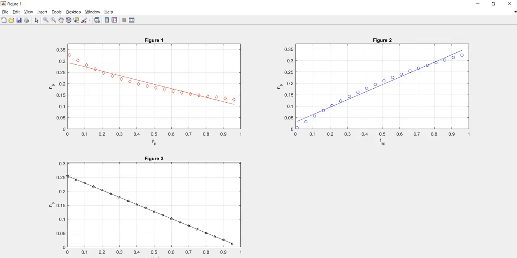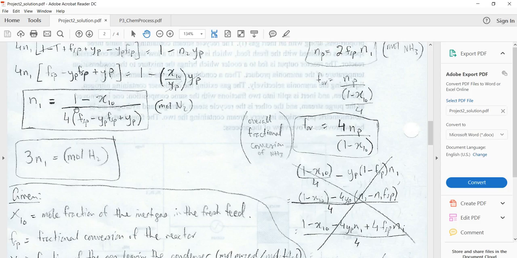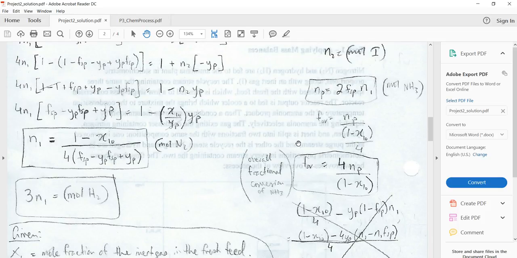Over here, when we graph Xi naught and NP, we see that the number of moles of ammonia is highest when Xi naught is at its lowest value. Now if we go back to our equation, which is right here, we should be able to see that the number of moles of ammonia produced is 2 times FSP N1.